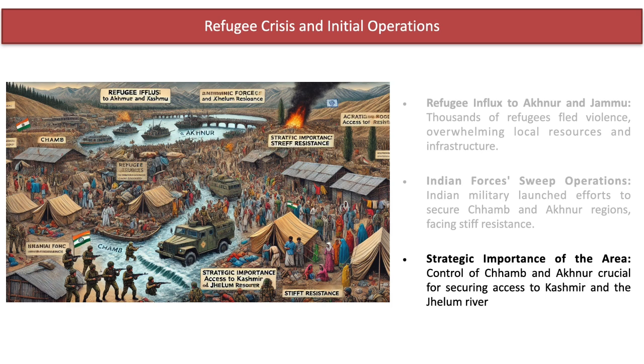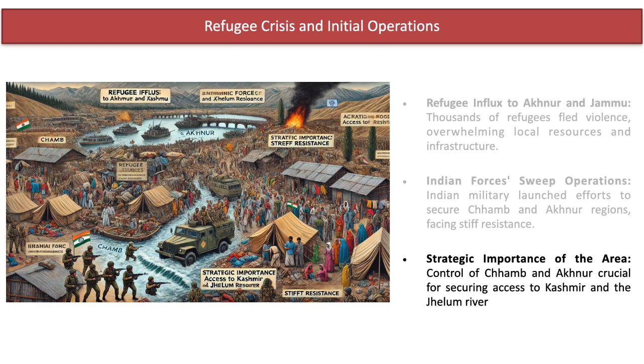For India, securing the Jhelum was about ensuring that they could effectively defend Kashmir and maintain a secure line of communication and logistics. Imagine the stakes, friends. Controlling Chamb and Akhnur was not just a tactical move, it was a strategic necessity. The Indian forces knew that losing control of these areas could jeopardize the entire defense of Kashmir. It was not just about territory, it was about ensuring that India could maintain its sovereignty over a region that was critical for national security.